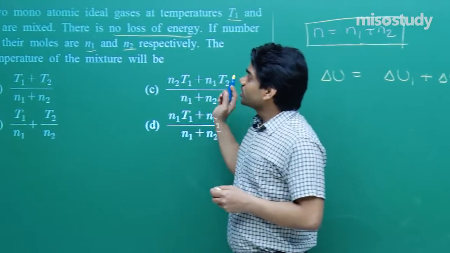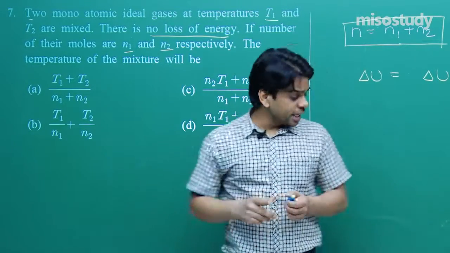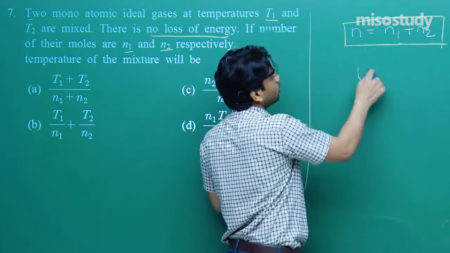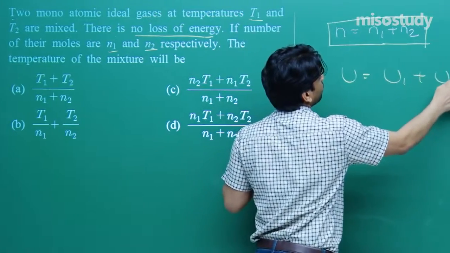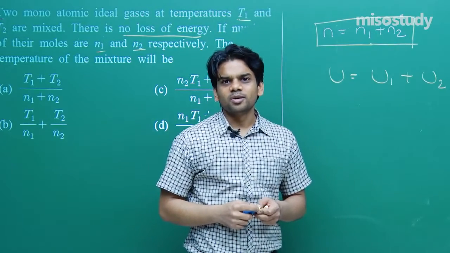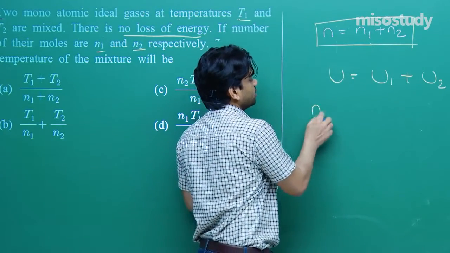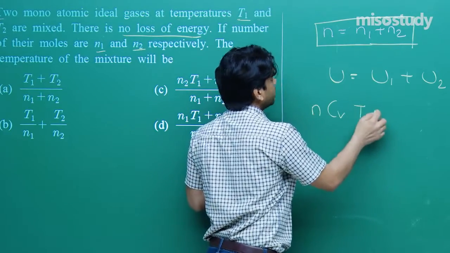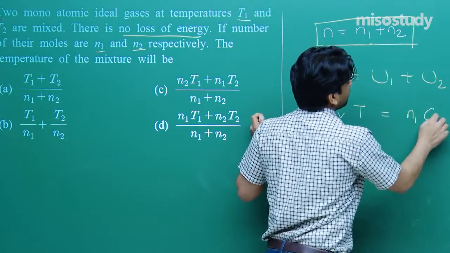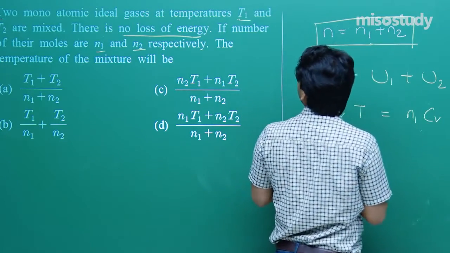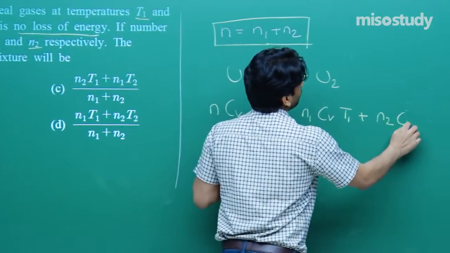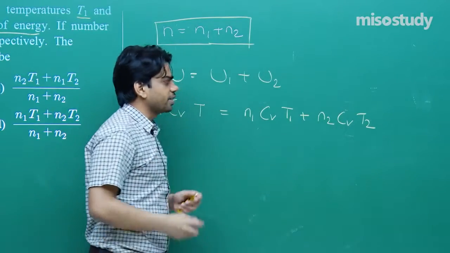Next, the temperature of the mixture we want to comment on, and before that, change in internal energy is not required. You can write down that the internal energy of the mixture is equal to the internal energy of each of the gases. We all know that internal energy can be written in terms of CV. So N CV T is equal to N1 CV T1 plus N2 CV T2, since it says two monatomic ideal gases, so CV will be the same. We can comment in this way.